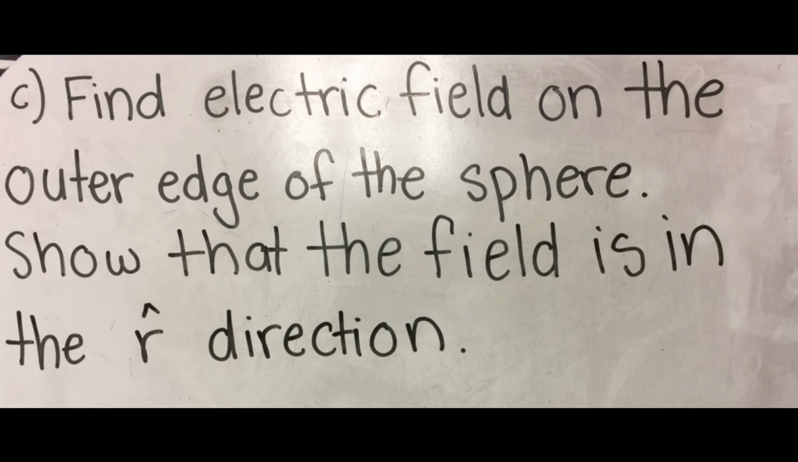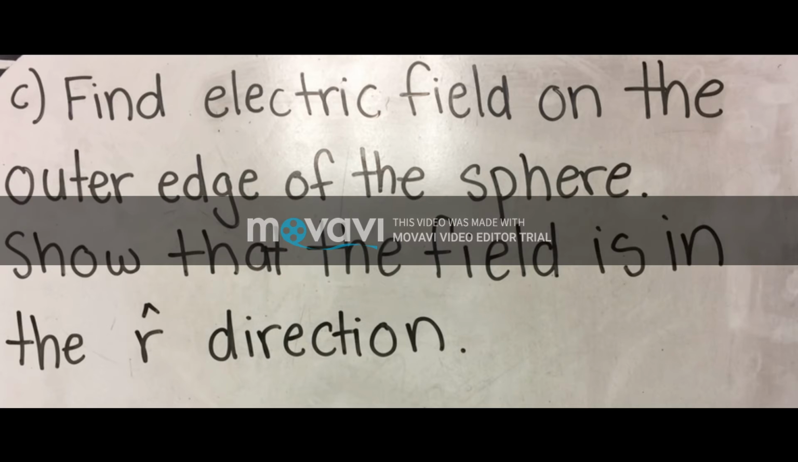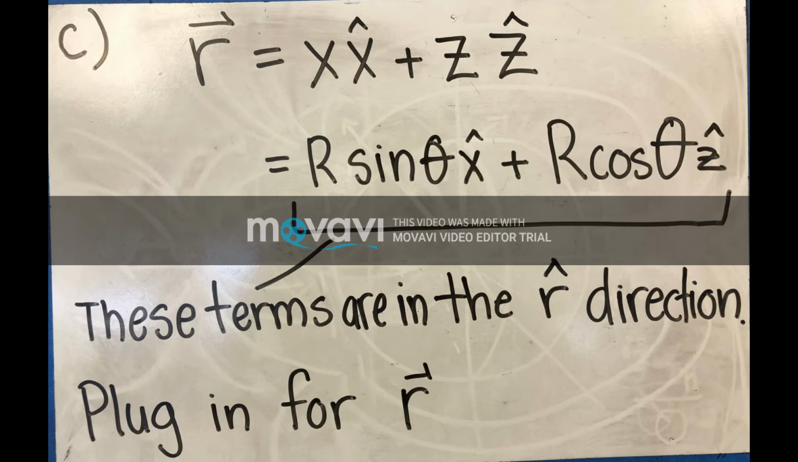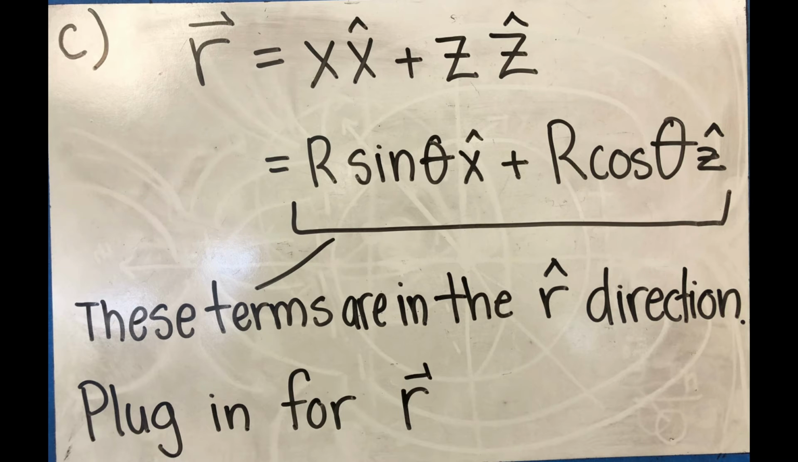For part C, we want to find the electric field on the outer edge of the sphere. We want to also show that this is in the r hat direction. We can use symmetry to make this problem easier. We know that this is a sphere, and because we know this, we also know that it has azimuthal symmetry, and so we only have to look at the x and z plane.